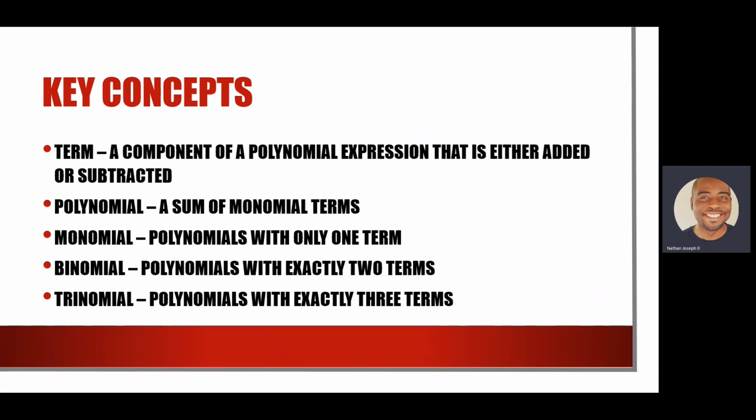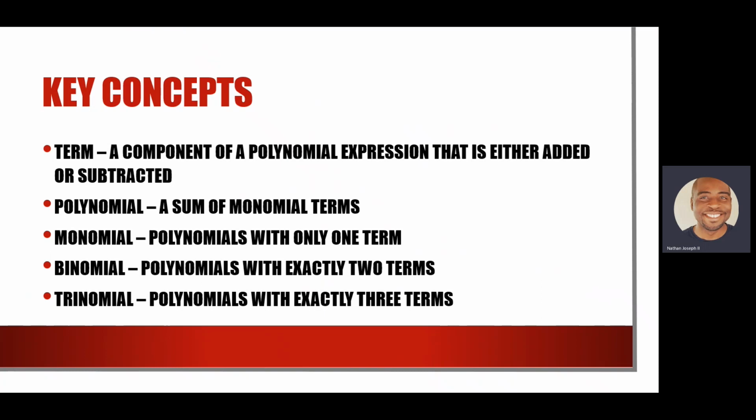First, we need to be familiar with some key terms and key concepts in order to understand the lesson. First, a term is a component of a polynomial expression that is either added or subtracted. A polynomial is a sum of monomial terms. A monomial is a polynomial with only one term. A binomial is a polynomial with exactly 2 terms.